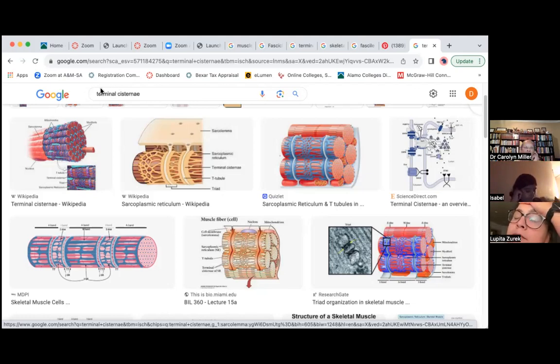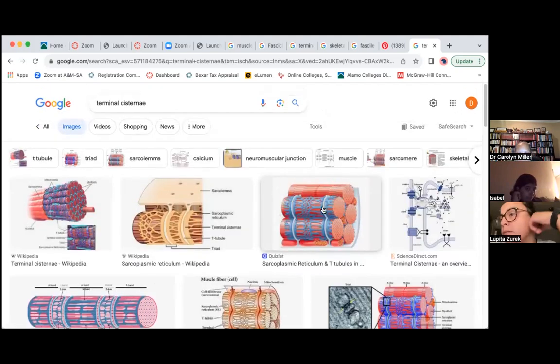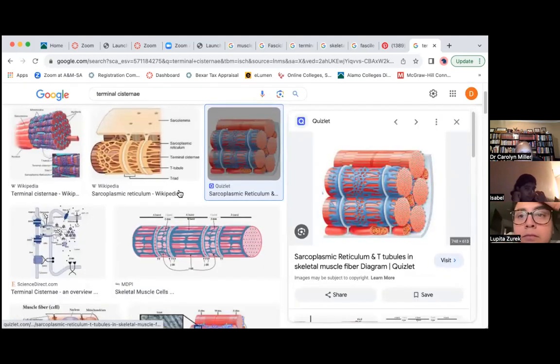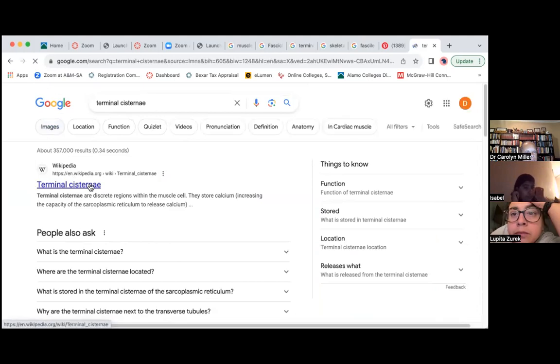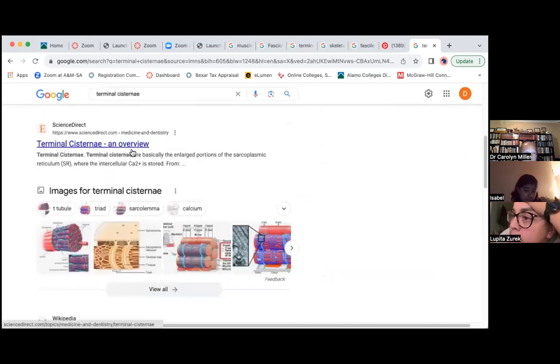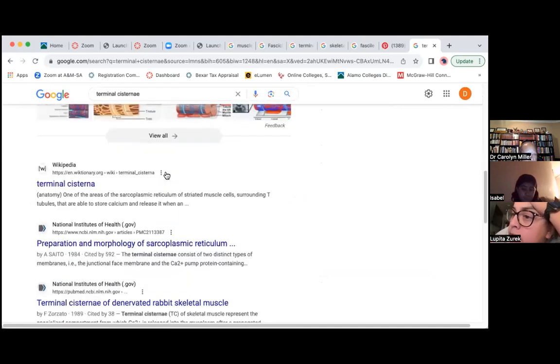So if a muscle is contracted, terminal cisterns are the regions within a muscle. They store the calcium. I called it the sarcoplasmic reticulum. It's also the terminal cisterns. Terminal cisterns, an overview, are basically enlarged portions of the sarcoplasmic reticulum where the intracellular calcium is stored.